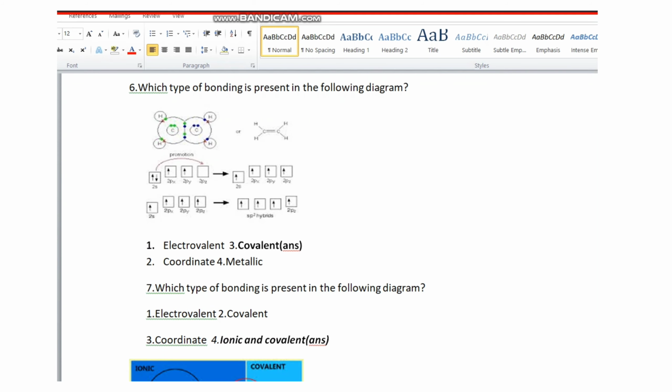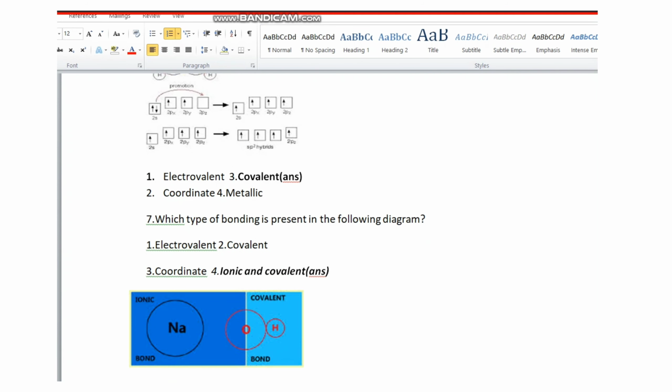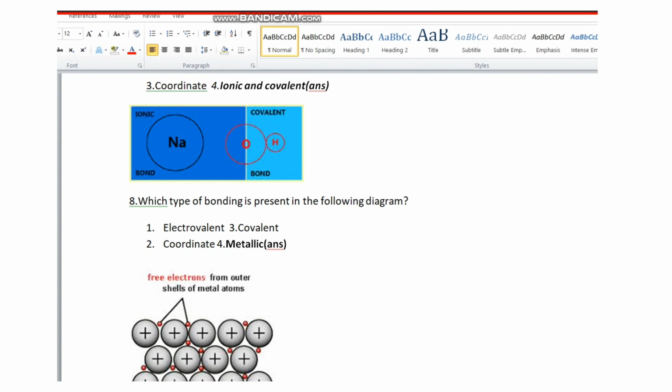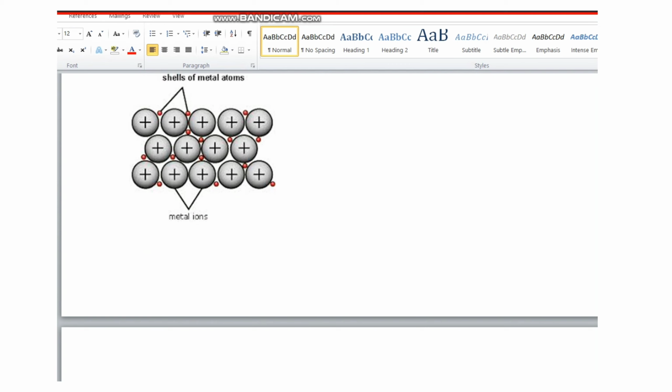Then which type of bond is present in the following diagram? In this case, see NaOH, ionic and covalent bonds, both bonds are present. Then which type of bond is present in the following diagram? These are the delocalized electrons. Therefore, metallic bond is present.